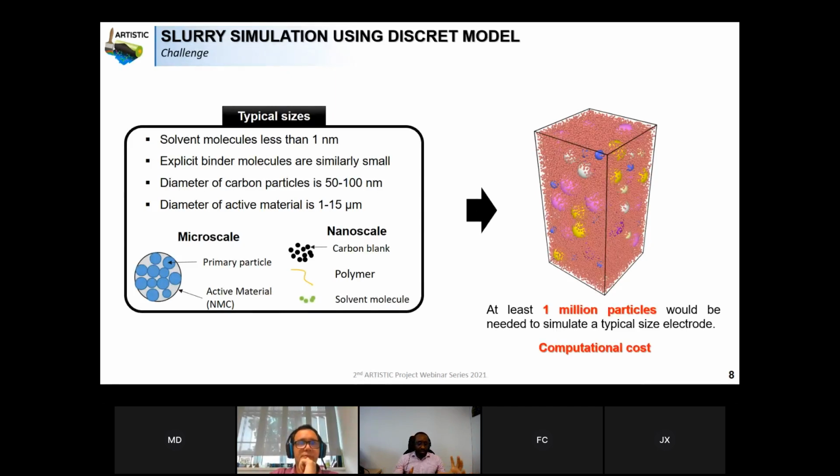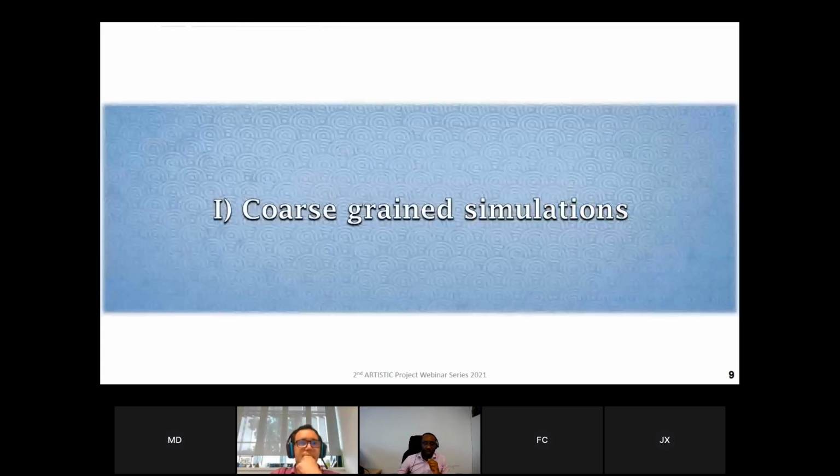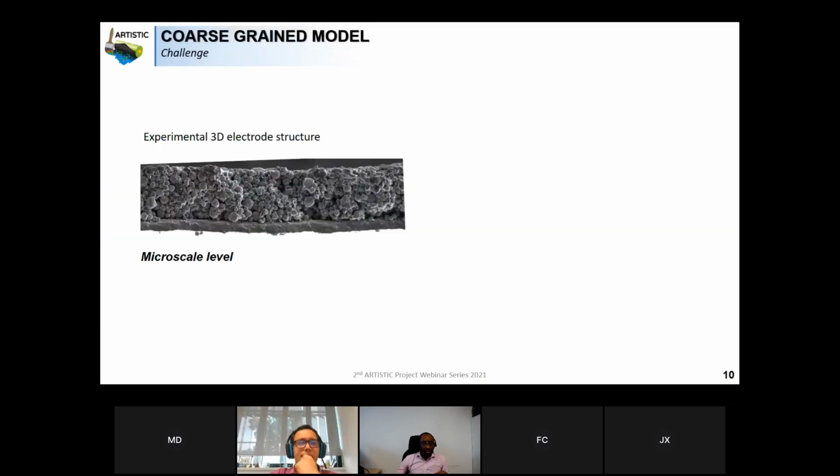Here you can see, for example, for the active material, that you have primary particles inside the active material particle, and at the nanoscale, you have carbon, polymer, and solvent. So we want one strategy to reduce the number of particles in the model. The idea is to use a coarse grain simulation. Here I just want to present you the idea of the coarse grain.